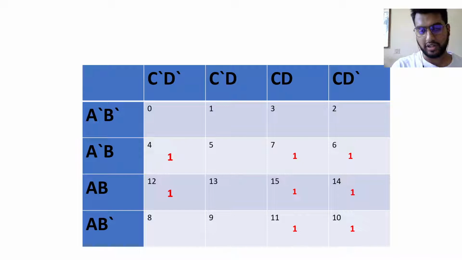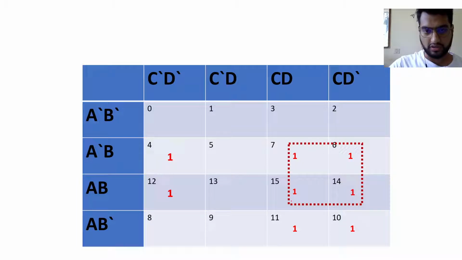So we will just first try to find if we can make an octet. As you can see, octet is not possible here. So then we can just look for quads. If we can make any quads, I think we can make quads. So let me just show you the quads that are possible here. First, this quad is possible, covering these minterms 7, 6, 15, 14. Then this quad is possible.